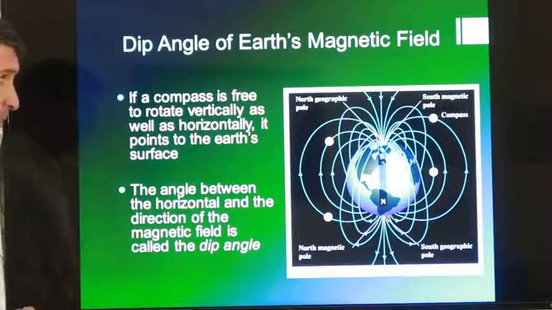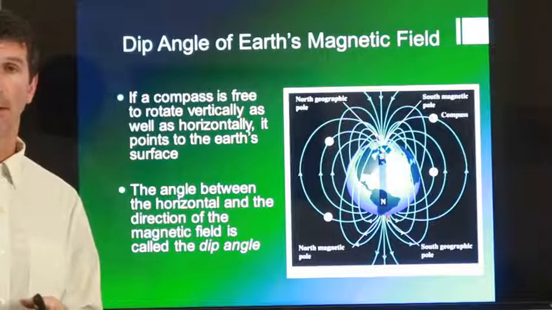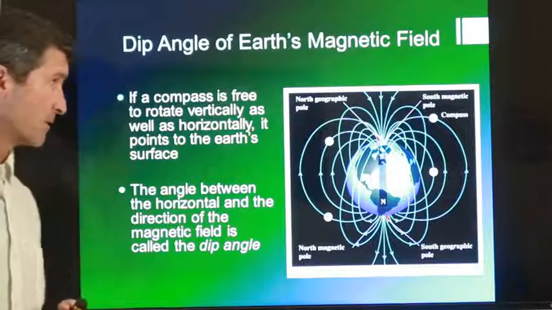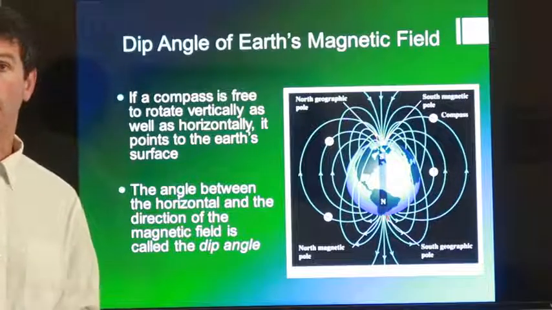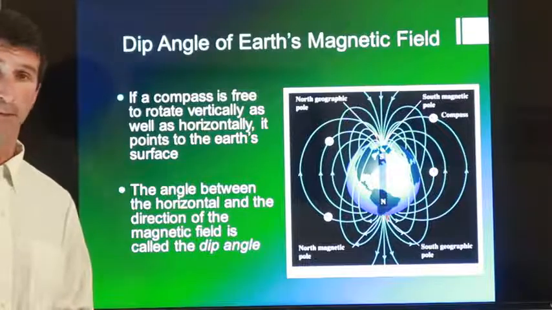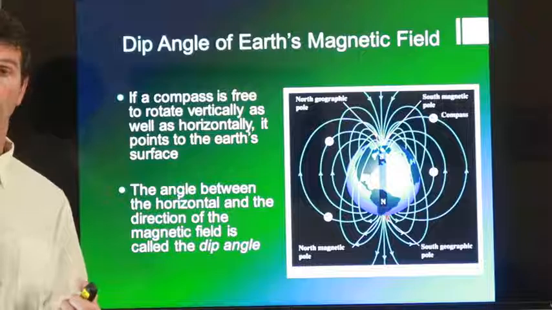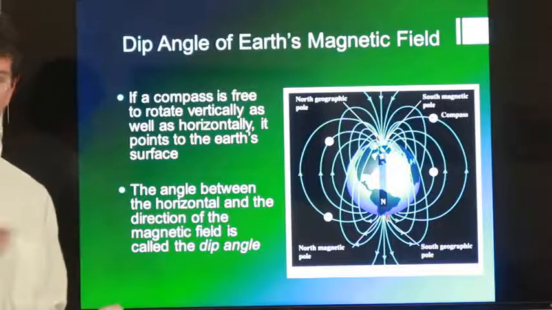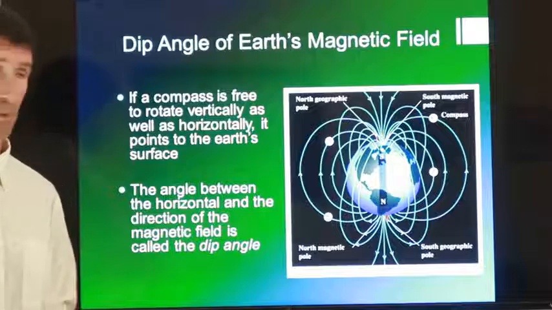As you get close to the poles, it actually becomes more difficult to determine direction because the field lines begin to point downward. And you can actually find where geomagnetic north is, because with a compass needle, instead of wanting to point toward a particular direction, north, south, east, or west, it's actually going to want to point downward.